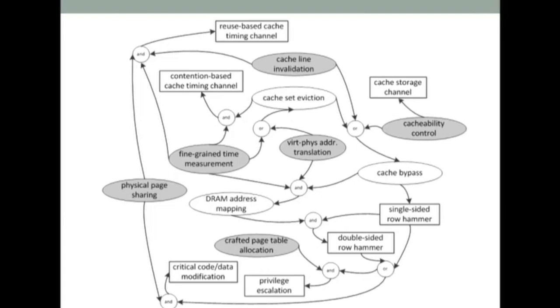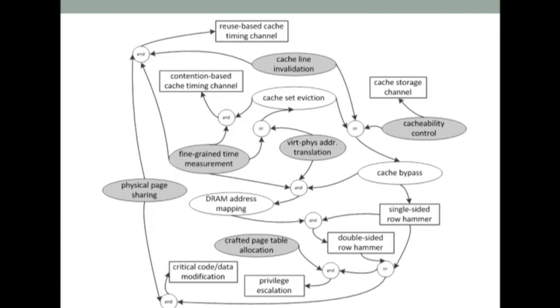Sometimes, if you have fine-grained time measurement, that will enable a lot of timing-based cache side channel attacks, and that will also enable DRAM address mapping, which will help you to build a double-sided Rowhammer attack. And similarly, if you have the ability to translate the virtual address to the physical address or to the real machine address, then it can help to reconstruct the DRAM mapping and also be used to conduct the prime-probe based attacks.